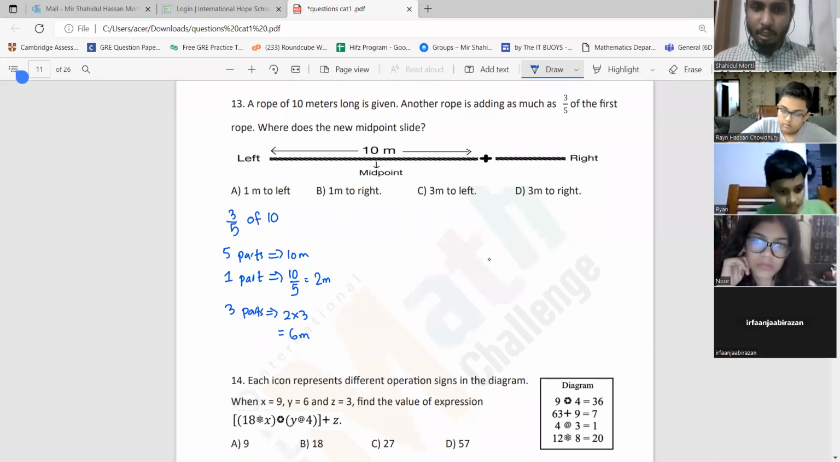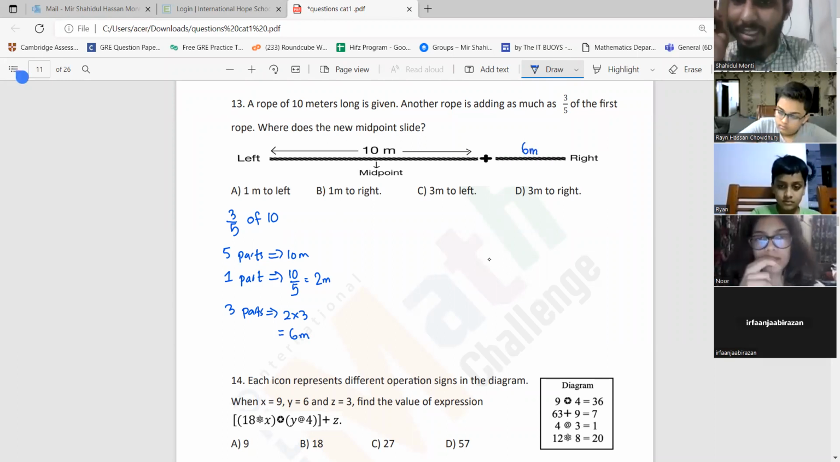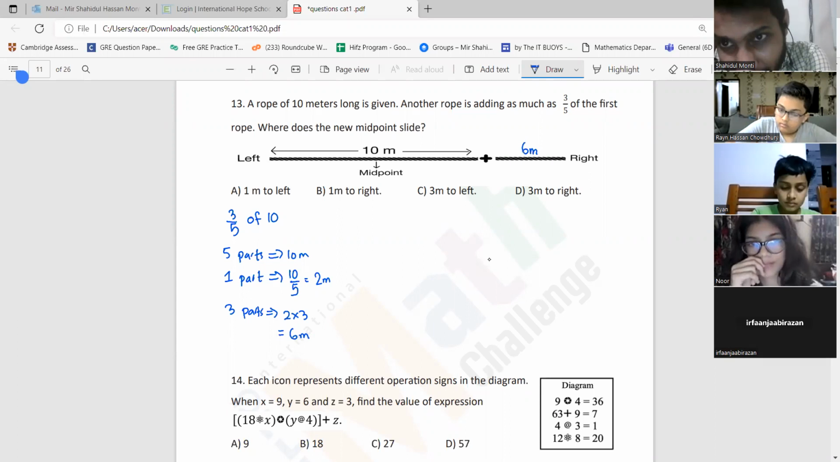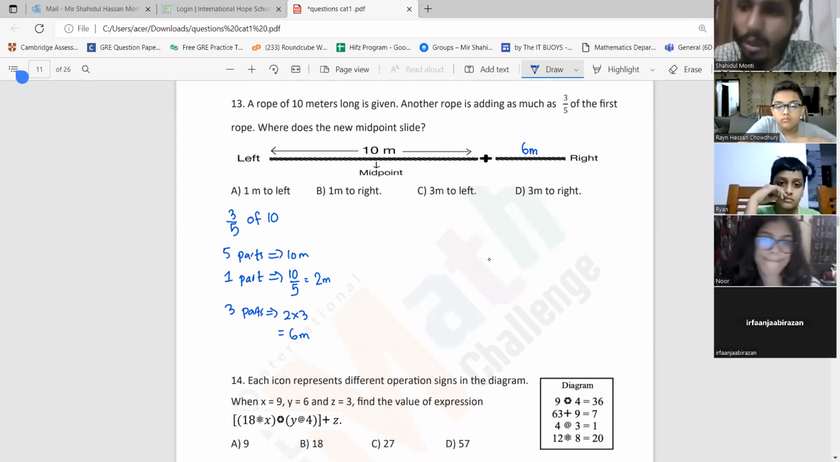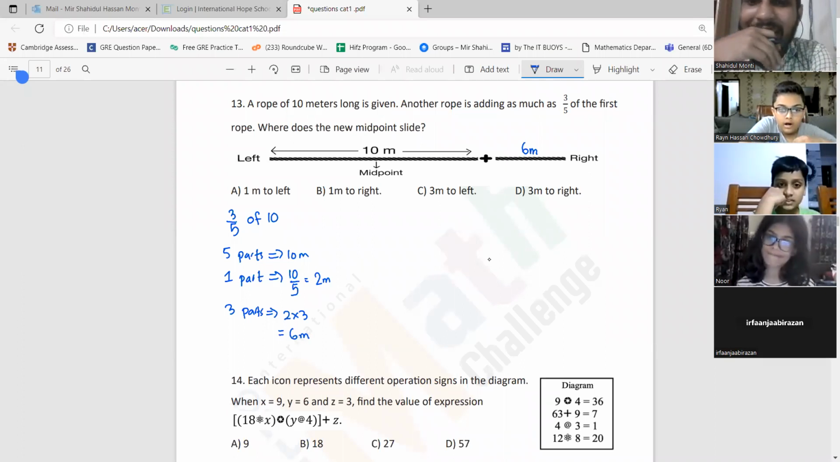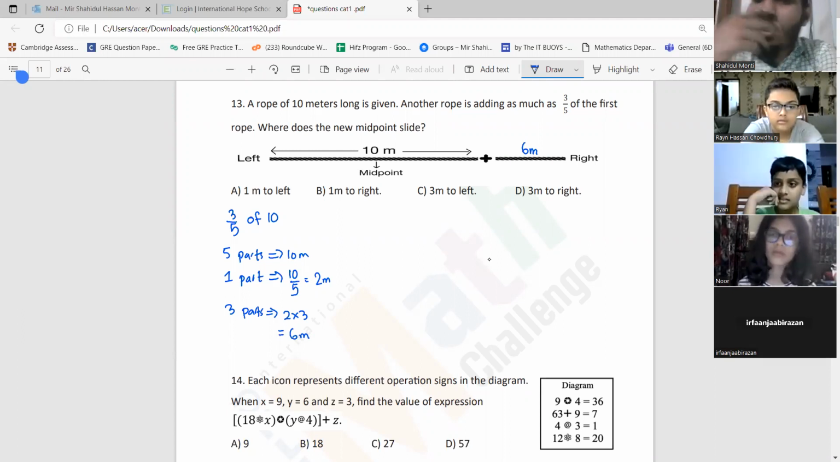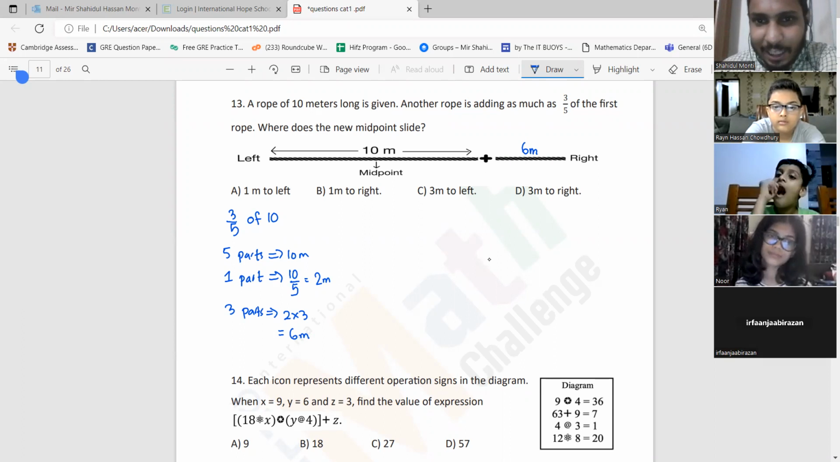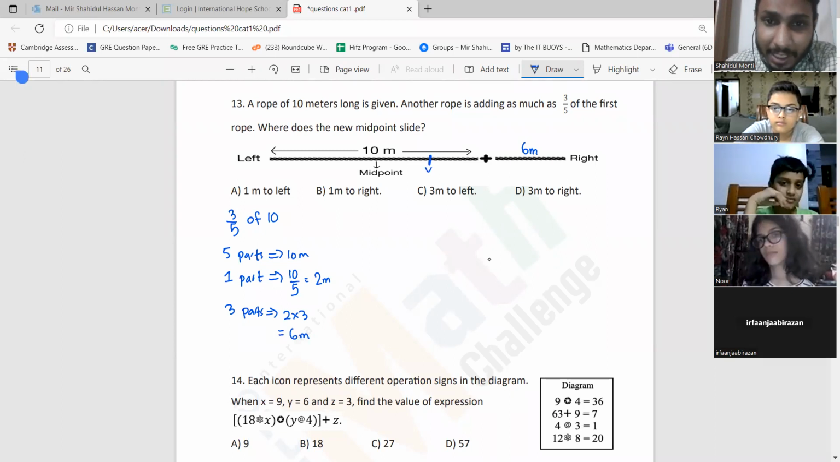That is, with 10 meters, we have added another 6 meters. The question says we are adding 3/5 of the first rope. Now, 3 parts out of 5 of the first rope is equal to 6 meters. So we are adding 6 meters. So the total length is now 16. The middle point will be equal to 8 meters. This is the new midpoint.